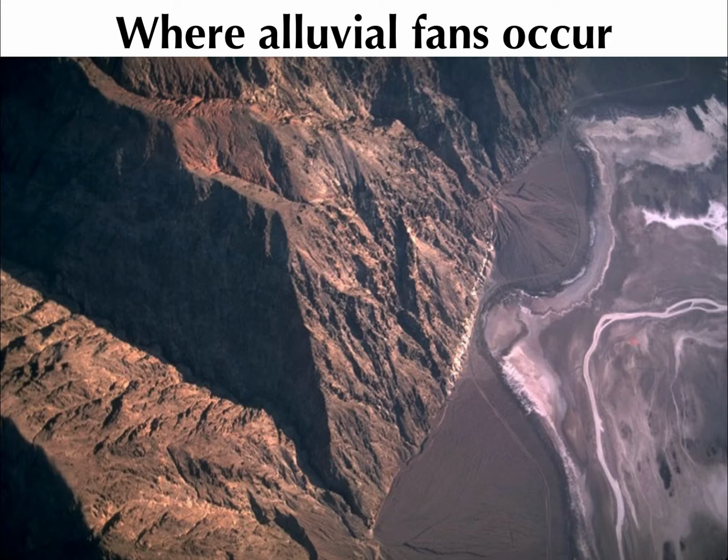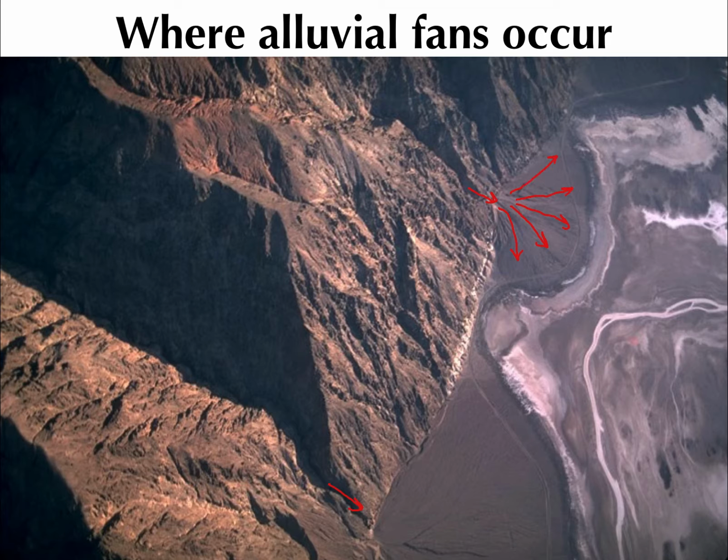Where alluvial fans occur is along mountain fronts, such as this one on the eastern side of Death Valley. Alluvial fans occur here because strong confined flow in channels, such as here and here, spreads out upon reaching the basin floor, and consequently it loses its capacity to carry sediment.